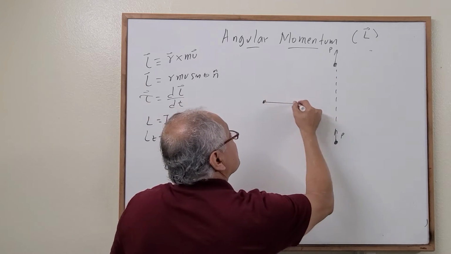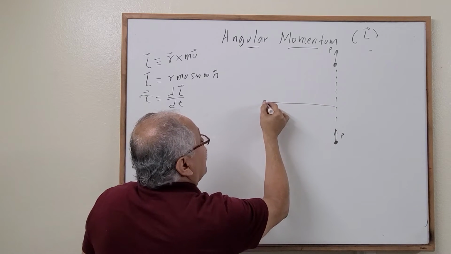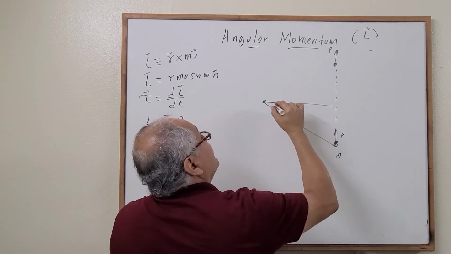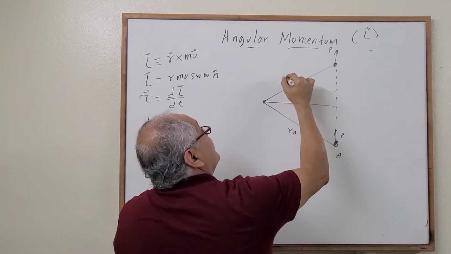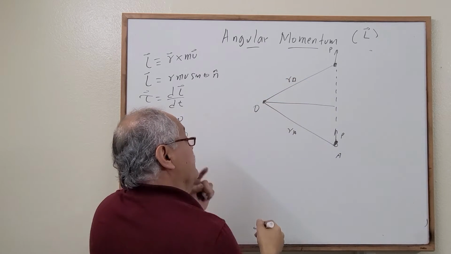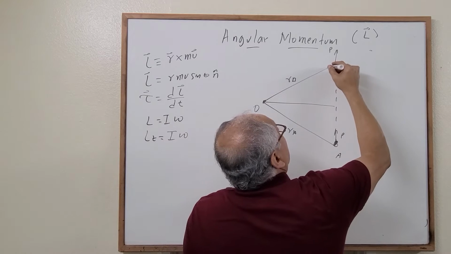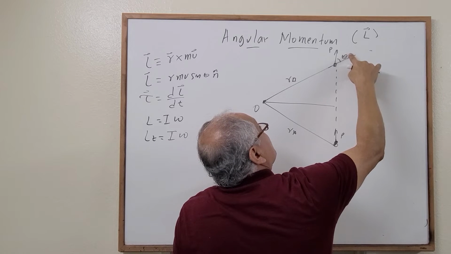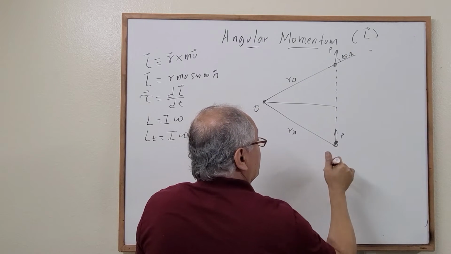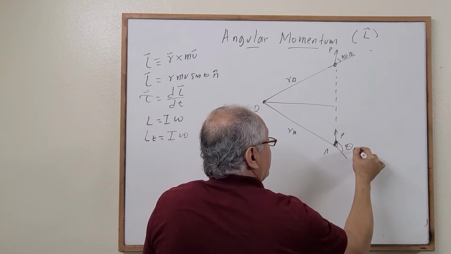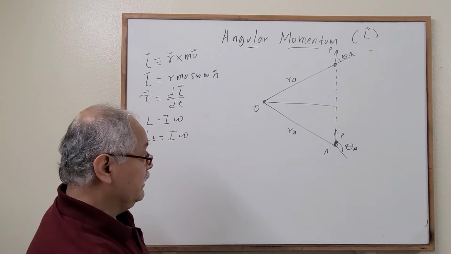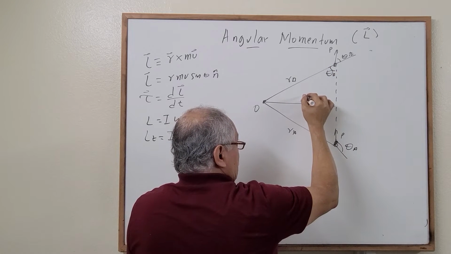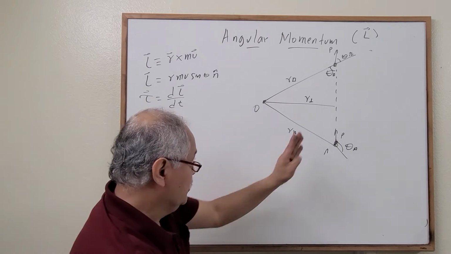Let's call this distance R. This is going to be R sub A. Imagine this is point A, and this is point B. Later it is right there, and that's going to be R sub B. This is the origin right here. Imagine the angle between R and the path at B is theta B. Correct. And right here, this is the angle theta A.